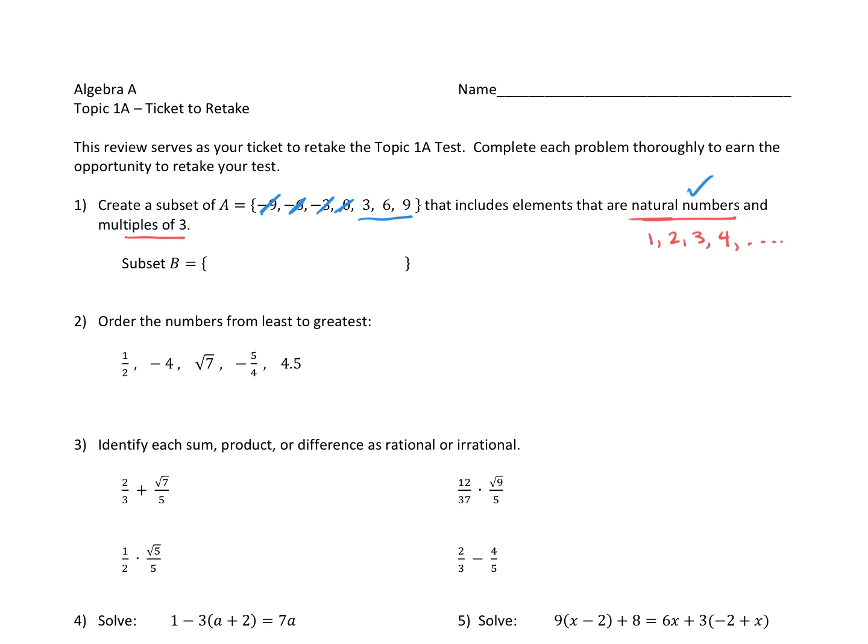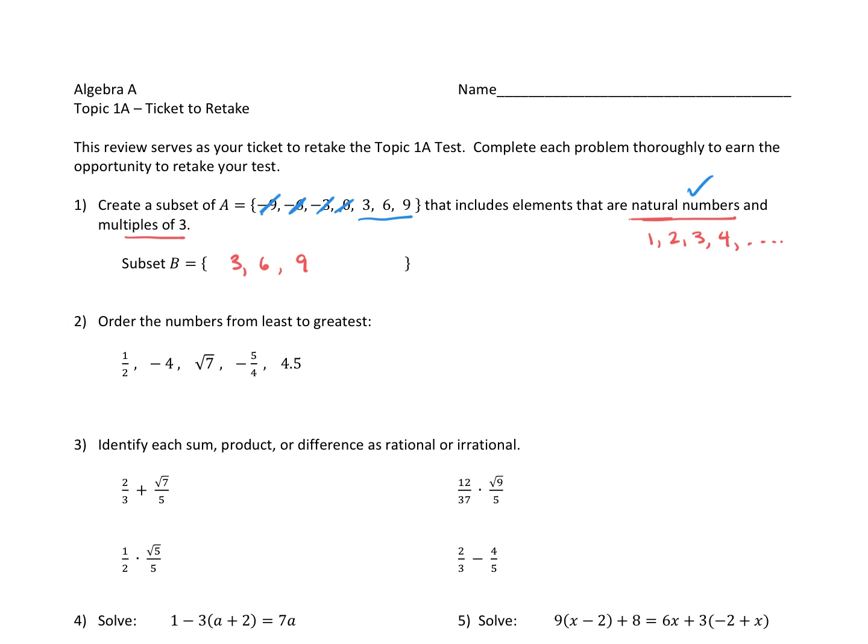And then which of these are multiples of 3? Well, 3 times 1 is 3, 3 times 2 is 6, and 3 times 3 is 9, so those actually all are multiples of 3. So our subset B are the numbers 3, 6, and 9.